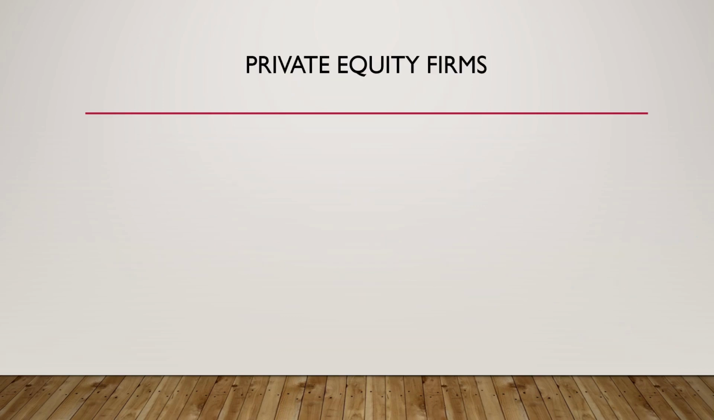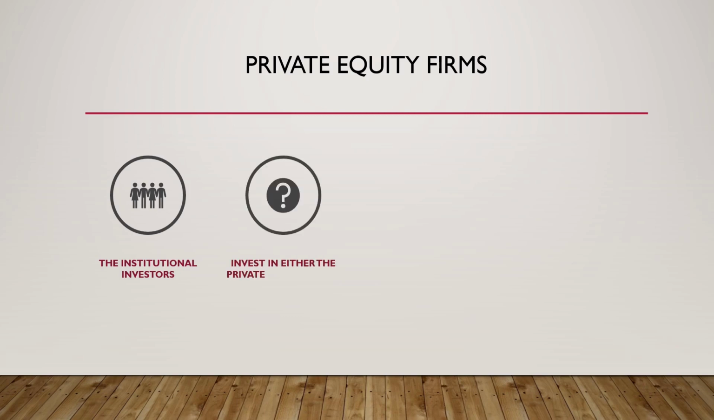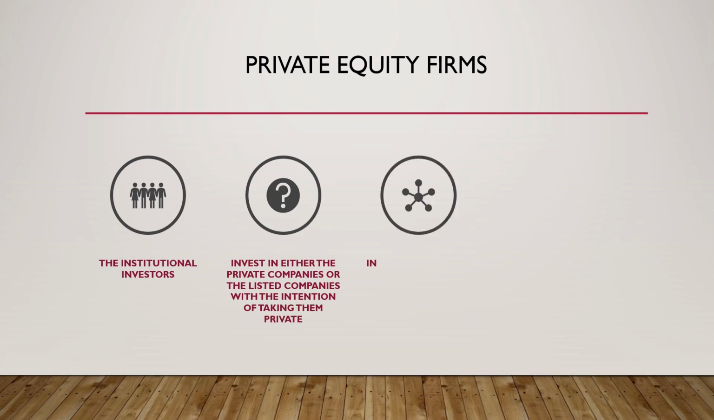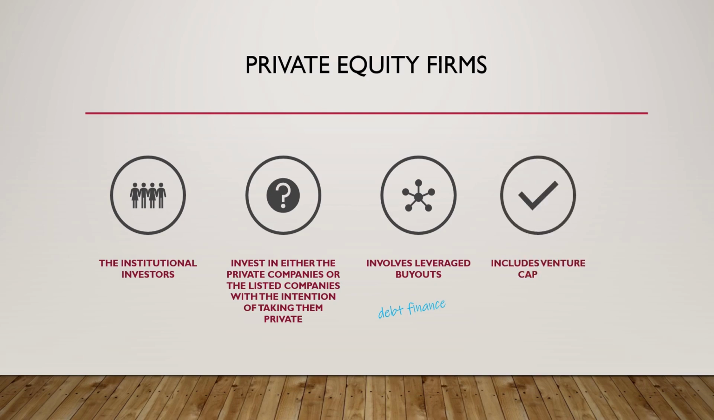Moving on to the private equity firms. What are private equity firms? Private equity firms are the institutional investors who mainly invest in either private companies or the listed companies to take them private. How do they operate? Through leveraged buyouts. They use the borrowed funds to finance the investment. Another form of private equity investment is venture capital. Here, investment is made in small scale or early stage companies with huge growth potential.